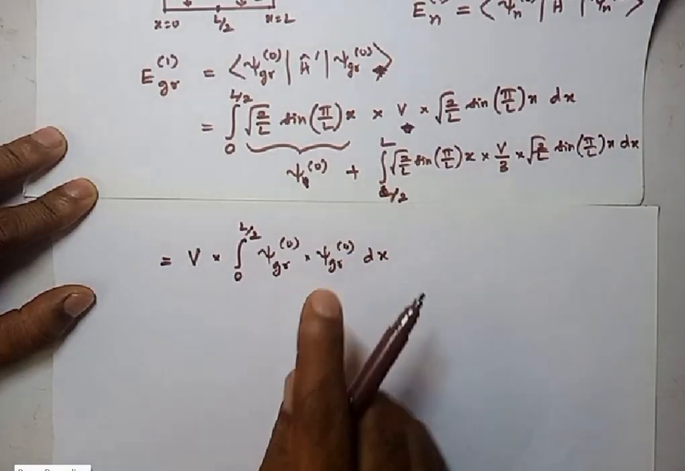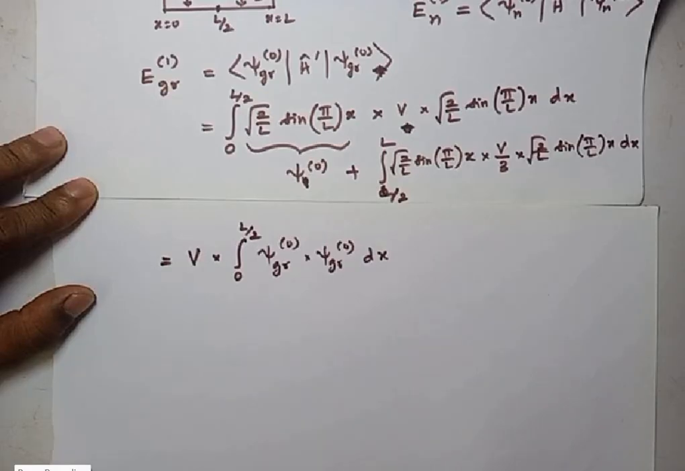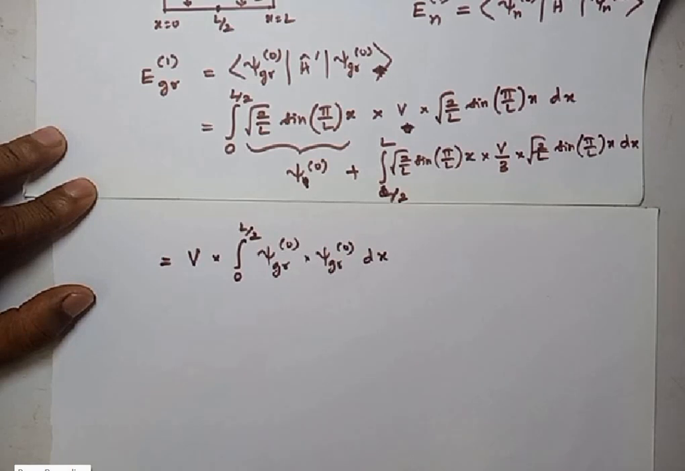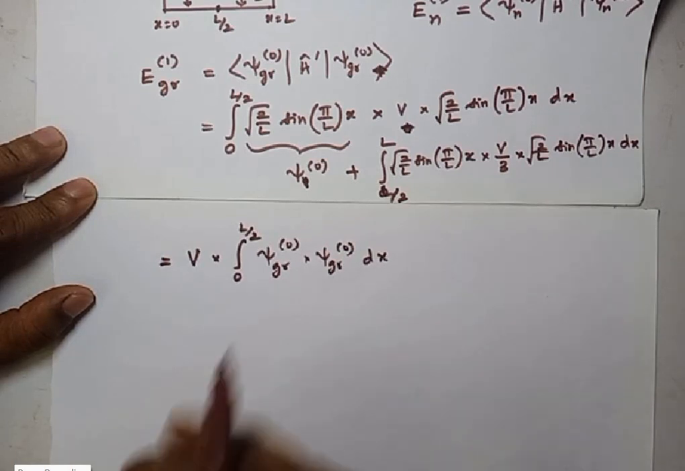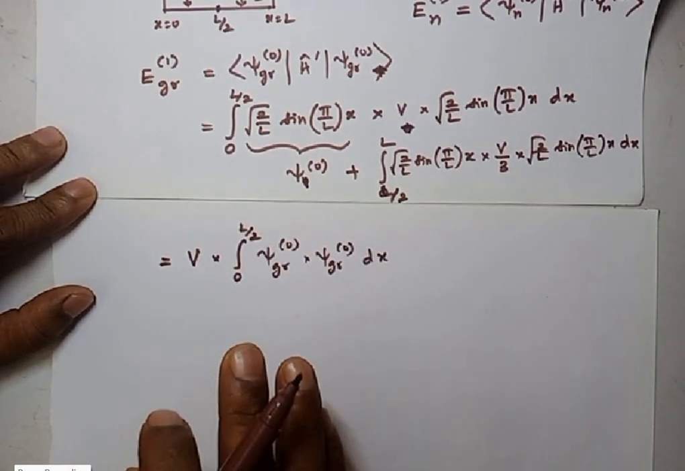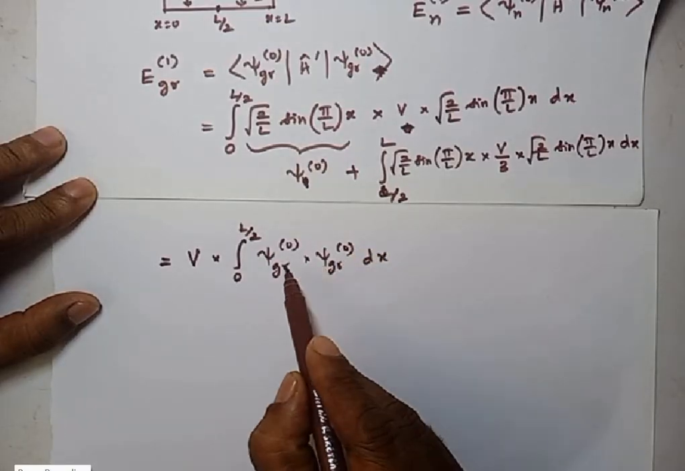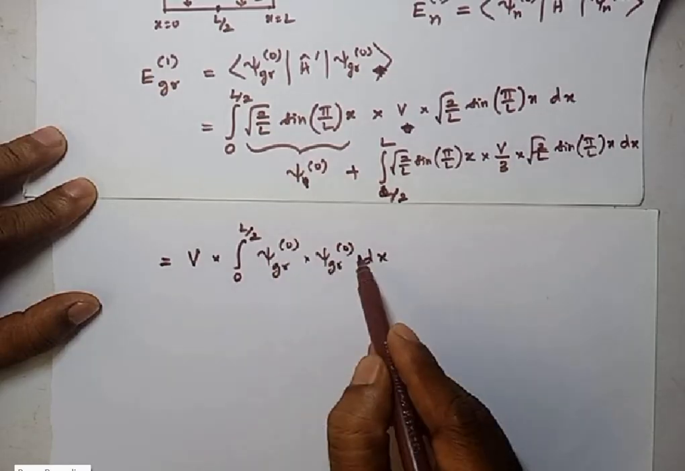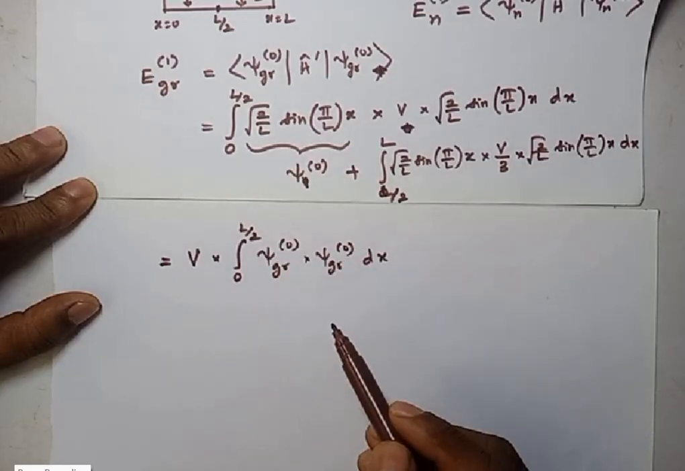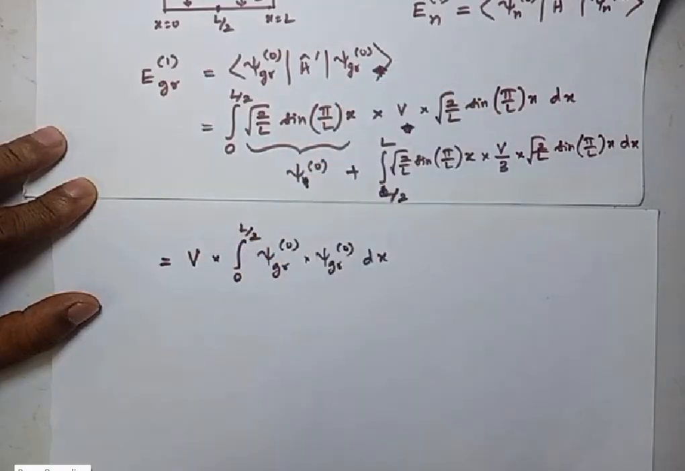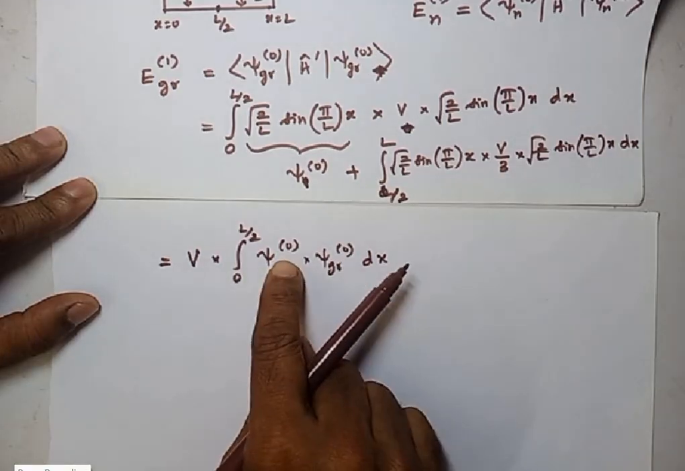right? And you know very well, in the case of particle in 1D box, all the wave functions are real functions. There is no imaginary quantities, right? So all the wave functions are real functions for particle in 1D box, right? Therefore, instead of writing psi star psi, we can write simply psi. Actually speaking, this should be psi star, but in particle in 1D box, all the wave functions are real functions, so psi star psi are one and the same.